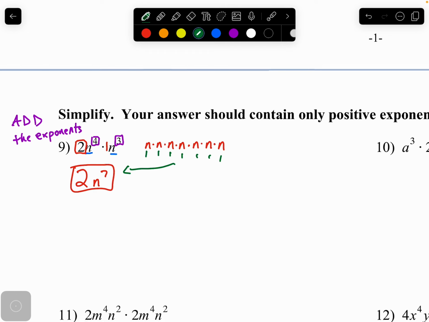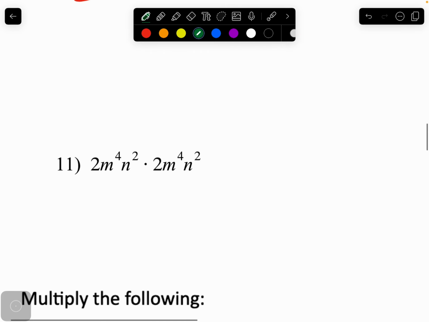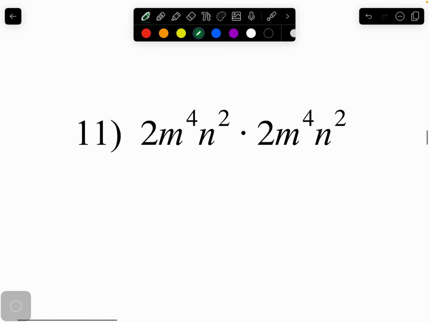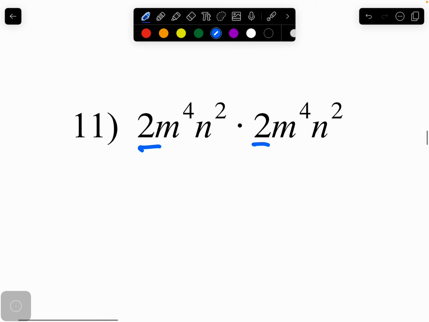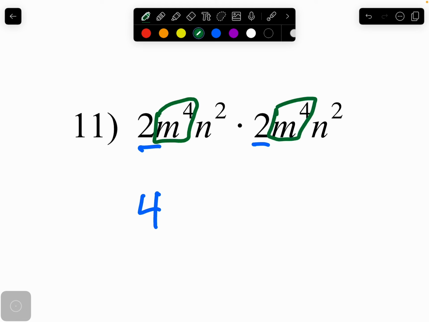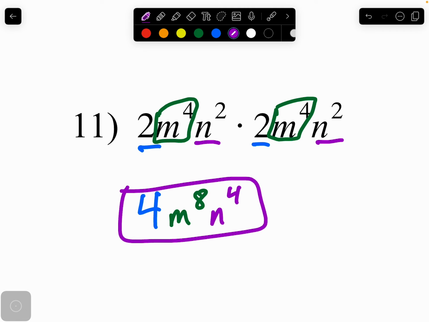Okay? So now we put it together. You have a couple examples here, because now we have 2 variables. Multiply the big numbers. So 2 times 2 is 4. And then you add the exponents. So 4 plus 4 is 8. And then n^2 times n^2 is n to the 4th. And then you're done. Okay?